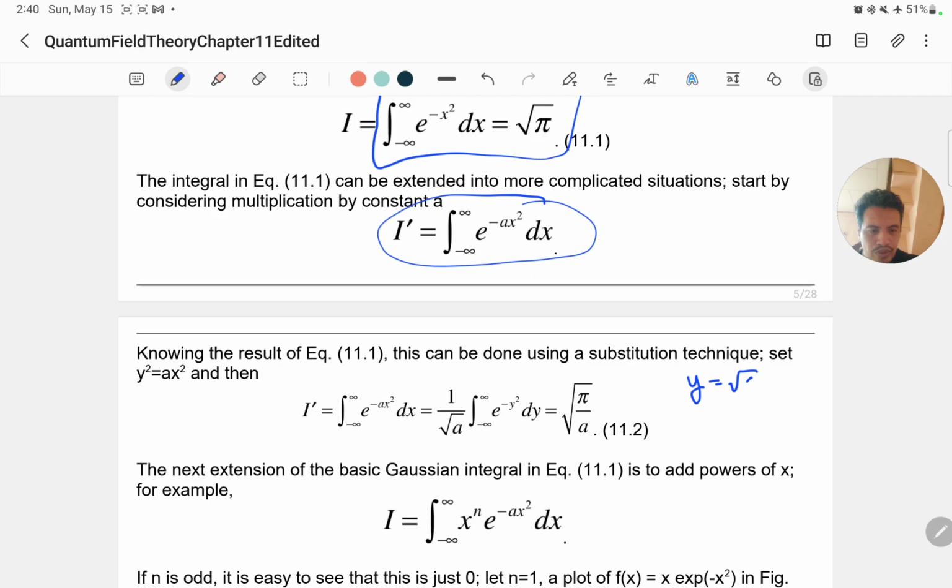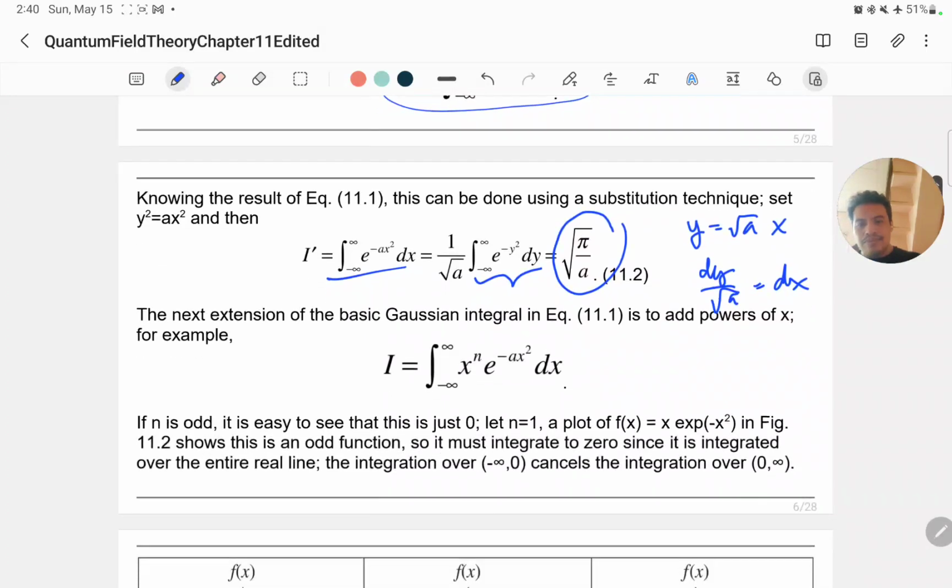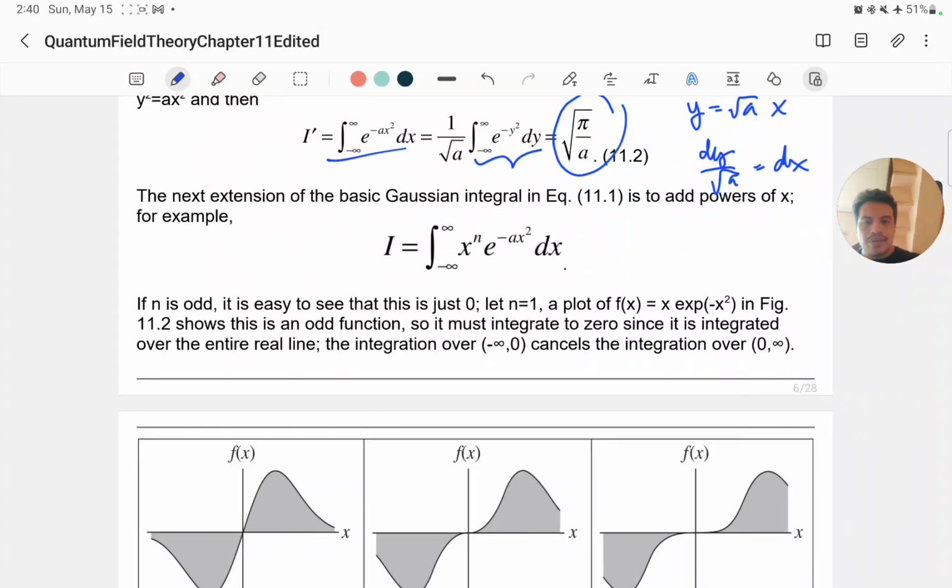So y is equal to square root of a times x, so that your dy over square root of a is equal to dx. So it's now equal to, this one is square root of pi, and so you will have overall the integral of this one is square root of pi over a. Now, as you can see, we also have this kind of function if you would later go into more literature.